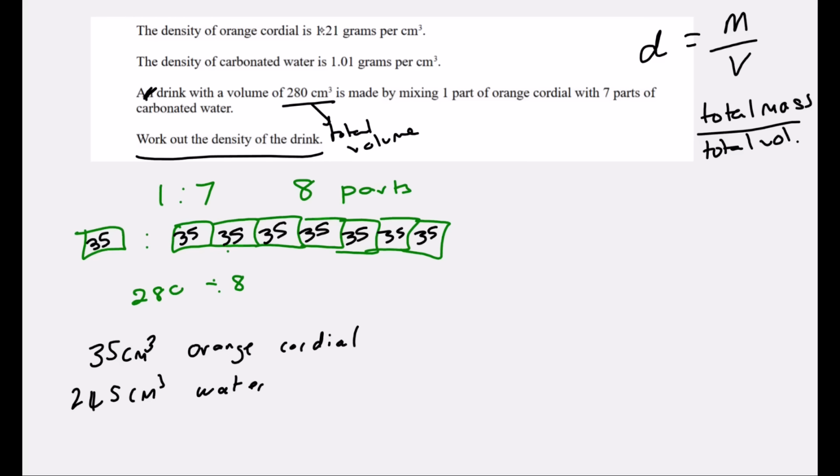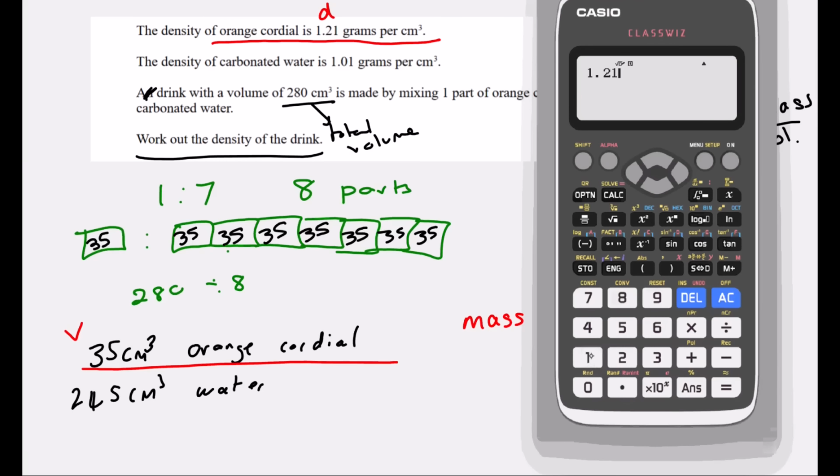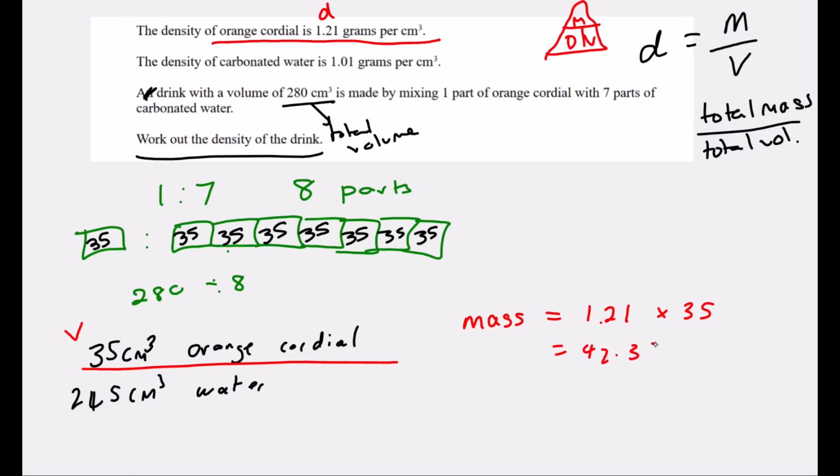We've got the density of both of them now. So we already know the density. For orange cordial, we've got 1.21 density. We've got a volume of 35. So we can find the mass, which is density times volume. If you rearrange this formula, or you might remember it as a formula triangle, if you want to find the mass, it's density times volume. So it's 1.21 times 35, and that is 42.35 grams. That's how much the orange cordial weighs.